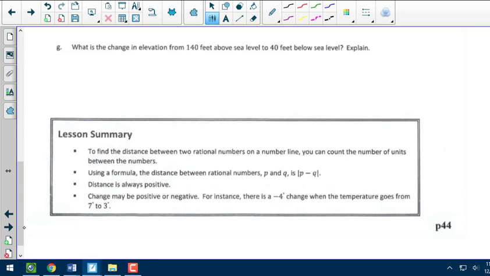To find the distance between two rational numbers on a number line, you can count the number of units between the numbers. Yep, on a number line, count, hop, hop, hop. Use the formula of taking the absolute value of the difference of the numbers. Distance is always positive. Really, it doesn't have a sign on it, but it can't be negative. And change may be positive or negative. For instance, there is a -4 change when the temperature goes from 7 down to 3. But what's the distance between 7 and 3? 4. Okay, and that's it for today's video.